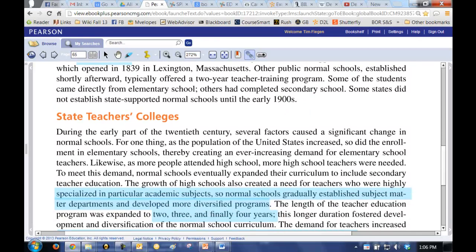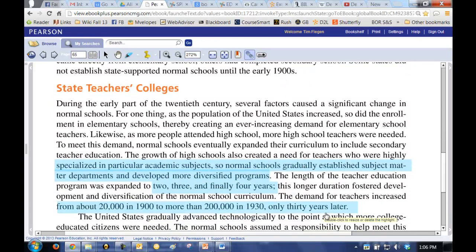All right. The state teachers college. In the earlier part of the 20th century, several factors caused significant change in normal schools. For one thing, as the population in the United States increased, so did the enrollment in elementary schools, thereby creating an ever-increasing demand for elementary school teachers. And what happened? Then there were more people in high school. When the high schools got popular, to meet that demand, the normal schools eventually expanded their curriculum to include secondary programs.